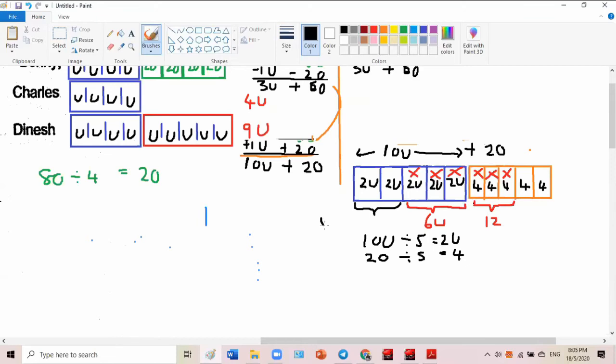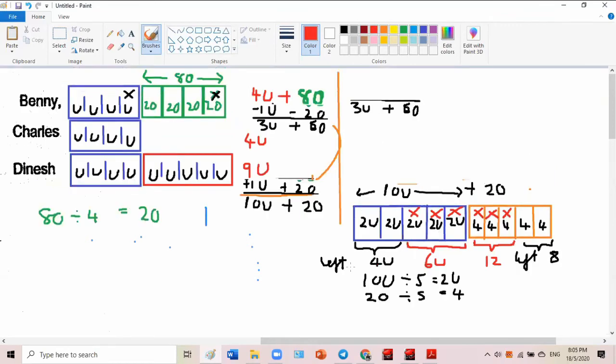How much is left? 4 units, and left 8. This is the unit, this is 8. You can see 8 left and 4 units left. So Danish lost this to Charles. 6 units plus 12 is given to Charles. Do you understand?